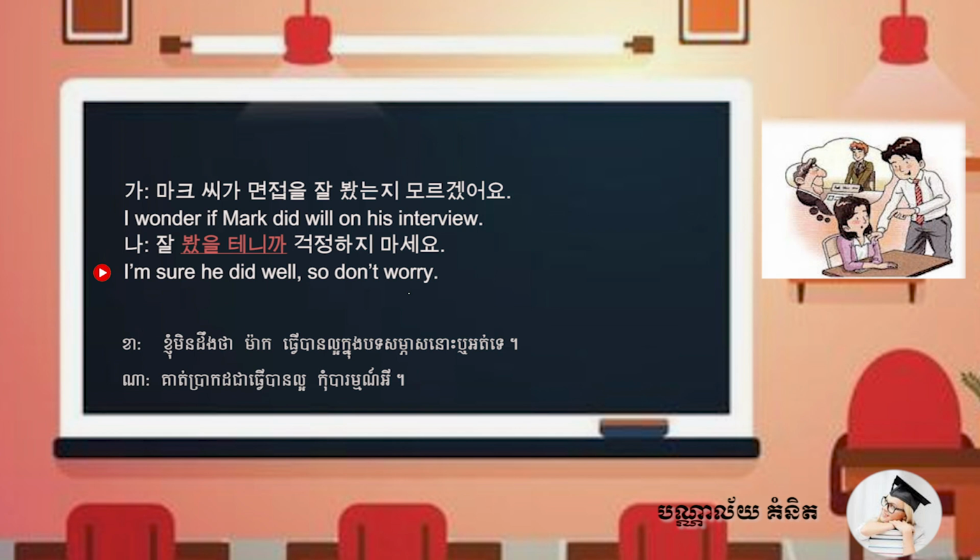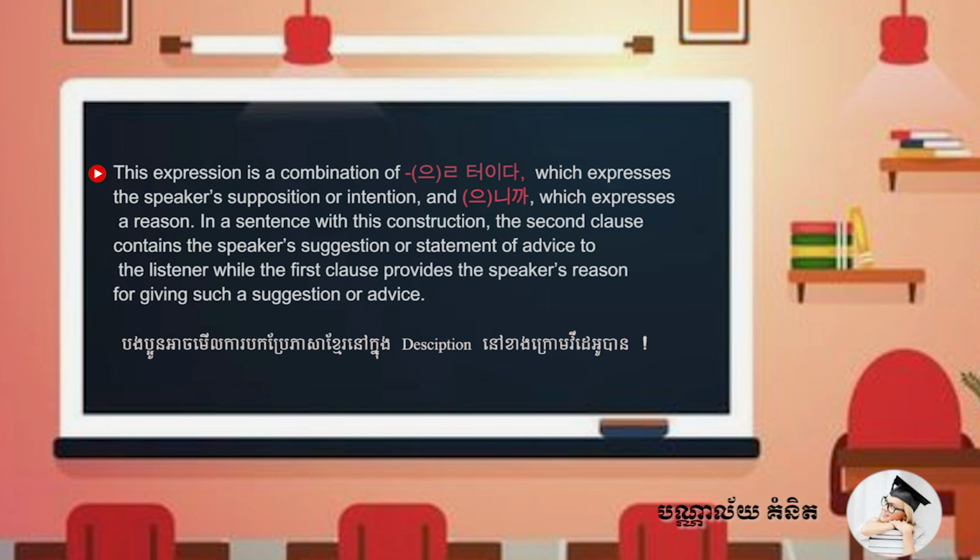Now we read the definition of this grammar. The expression is a combination of 을 터이다, which expresses the speaker's supposition or intention, and 으니까, which expresses a reason. In a sentence with this construction, the second clause contains the speaker's suggestion or statement of advice to the listener, while the first clause provides the speaker's reason for giving such a suggestion or advice. Do you understand this? The first sentence is the reason for the following sentence. The following sentence must be a suggestion or advice. You must remember these 3 points, right?